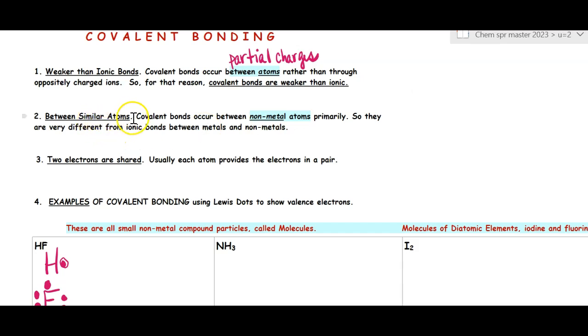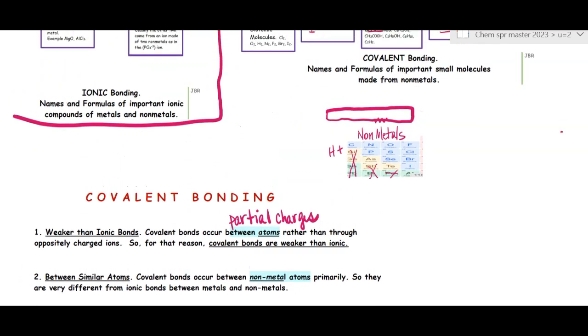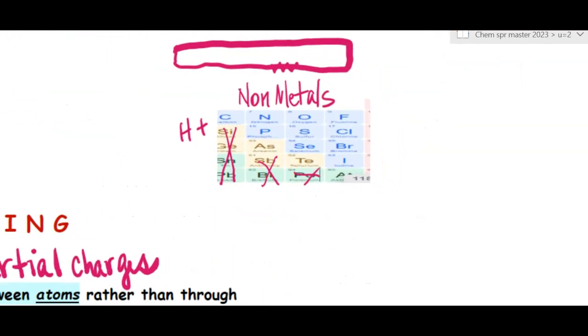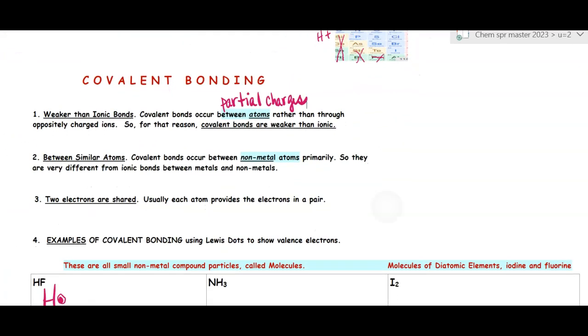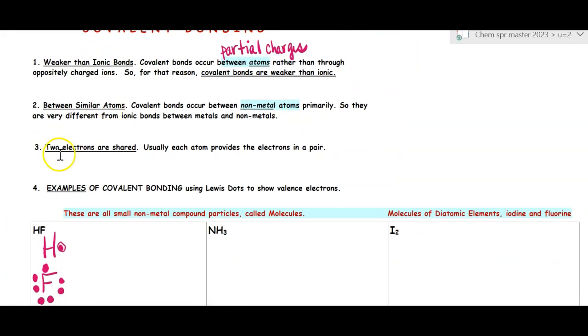Secondly, between similar atoms, covalent bonds occur between the nonmetals that I showed you up here. See how similar they are? They're all on the same side of the periodic table and very close together. So the chemistry of these atoms is very similar. So what's weird about covalent bonds is they occur between similar kinds of atoms, particularly nonmetal atoms. So they're very different from the ionic bonds between metals that form positive ions and nonmetals that form negative.